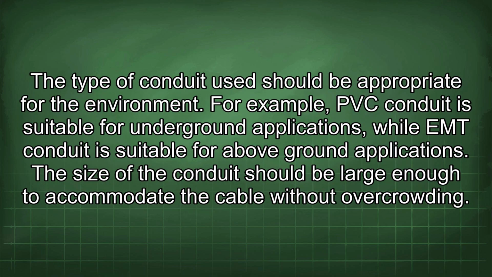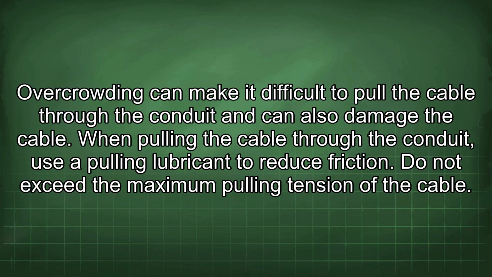The type of conduit used should be appropriate for the environment. For example, PVC conduit is suitable for underground applications, while EMT conduit is suitable for above-ground applications. The size of the conduit should be large enough to accommodate the cable without overcrowding. Overcrowding can make it difficult to pull the cable through the conduit and can also damage the cable.